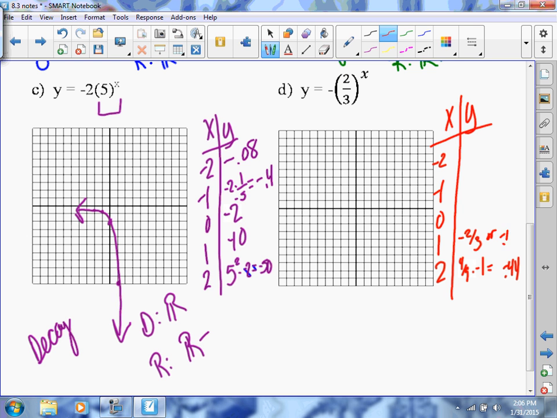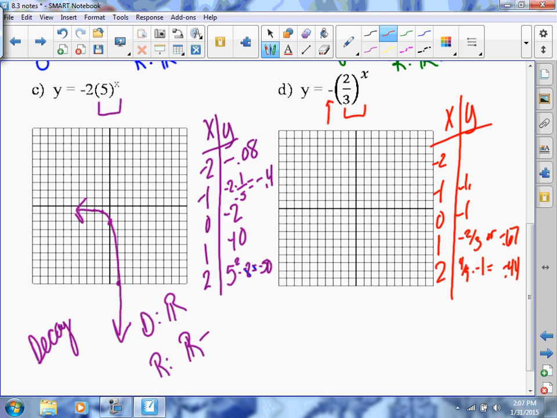Anything to a power of 0 is 1, but again, remember, it's just that 2/3 to the x that's being raised to the power of 0. So 2/3 to the 0 is 1 times this negative out front gives us a negative 1. Then when we do 2/3 to the negative 1, that actually flips the fraction around. So you get 3/2, and then you're going to make it negative. So it's going to be negative 1.5.